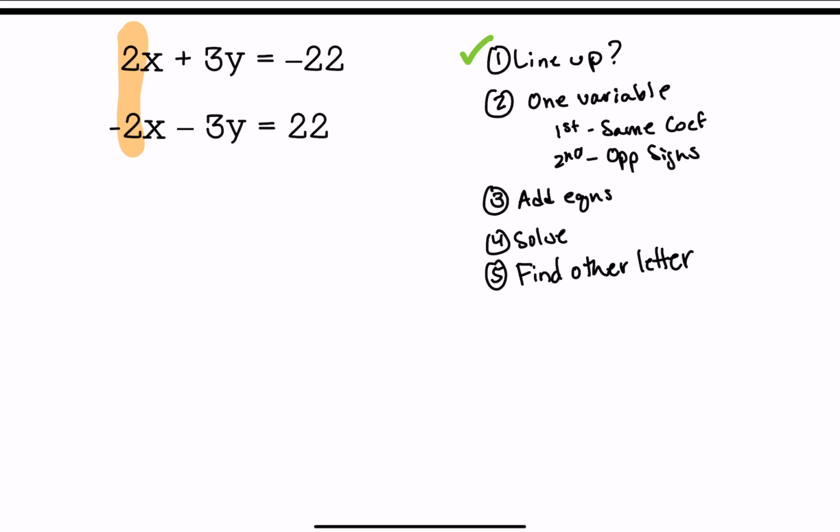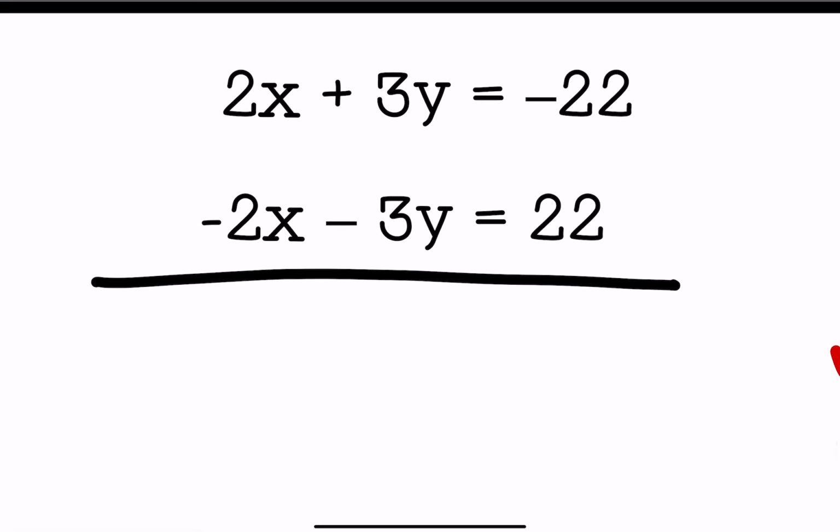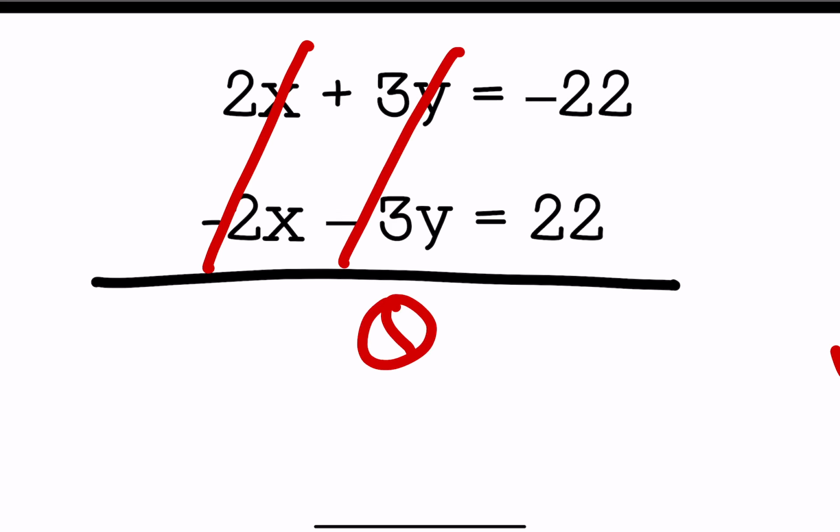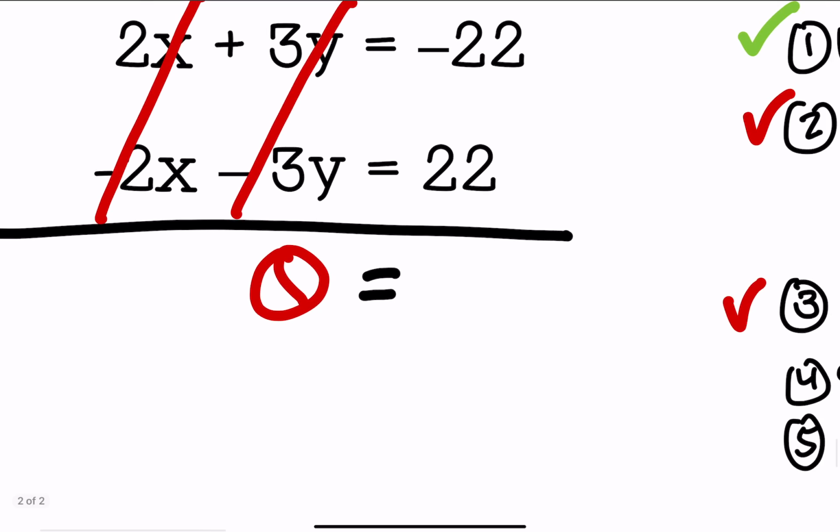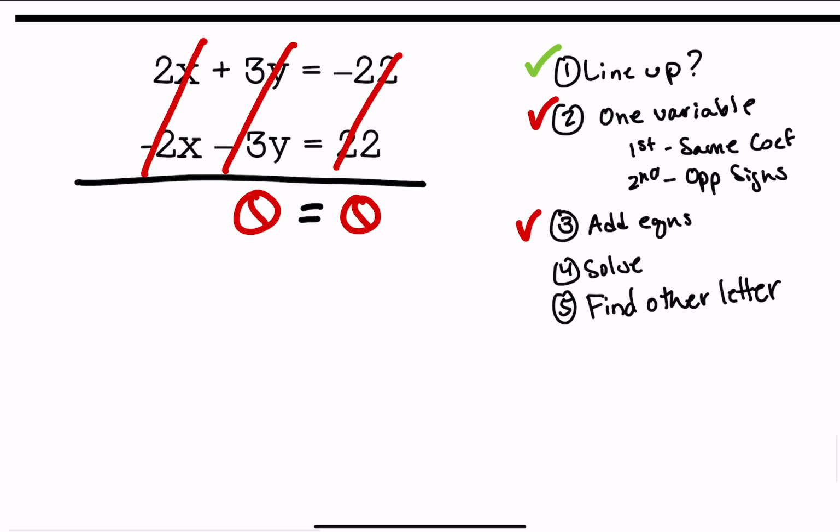But hold up, wait a minute. Y's got 3 up front and opposite signs. I wonder what's gonna happen this time. So this checks off. So now we're going to add our equations. So let's do that. Negative 2x and 2x cancel. 3y plus a negative 3y cancel. So that means we're left with total zeros. Equals negative 22 plus 22 cancels. Oh my gosh, we're left with 0 equals 0.